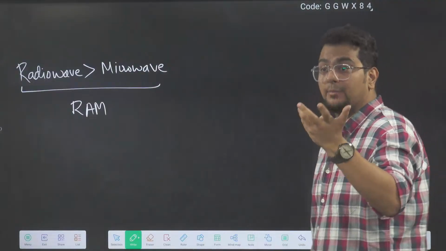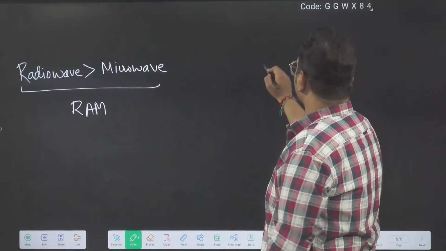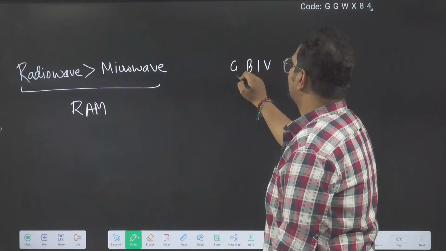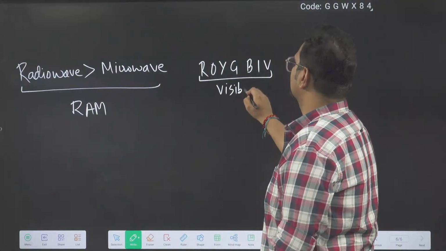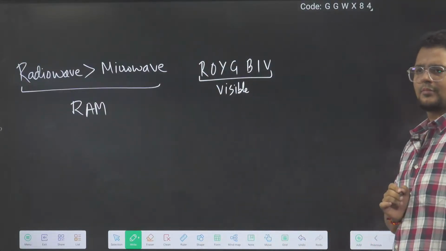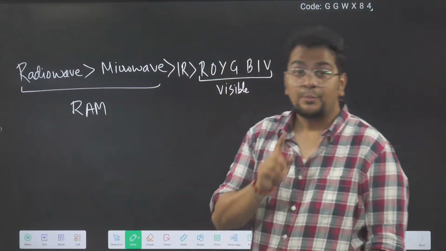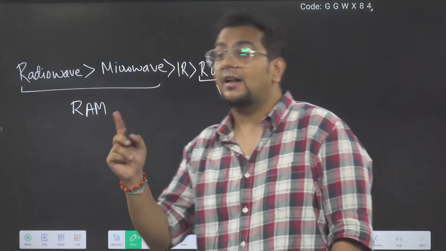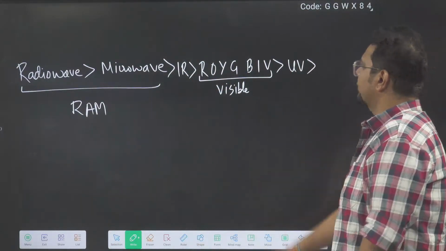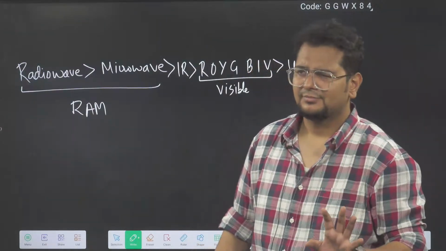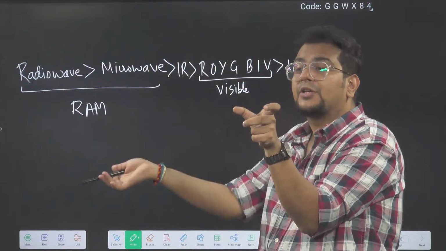Towards the Vibgyor: violet, indigo, blue. So write it backward, VIBGYOR. This is the visible region. Now, more than red, infrared. Less than violet, ultraviolet. Up to here, any problem? RAM, then visible in the middle. Before red, infrared. After violet, ultraviolet.